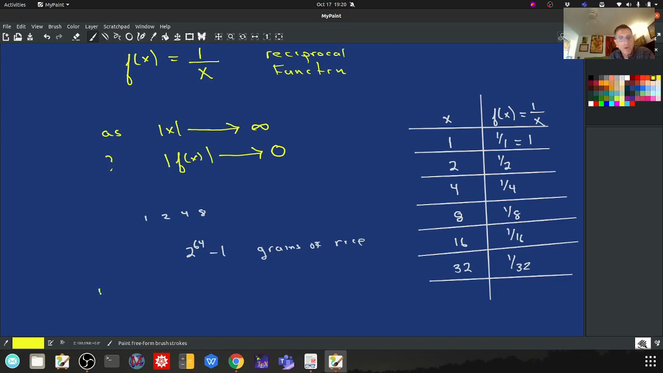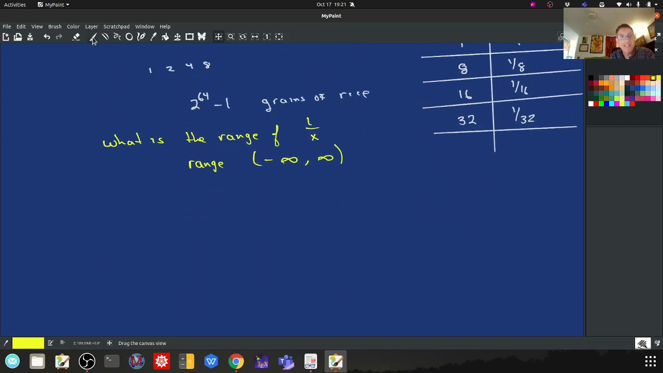So here's the question. Let's go back up. What is the range of the reciprocal function? Well, I know as x gets smaller and smaller and gets closer to 0, then 1 over x gets really, really large. It goes to infinity. On the other hand, as the absolute value of x approaches infinity, then 1 over x approaches 0. So that suggests perhaps the range is minus infinity to infinity. But let's think for just a second. But is it?